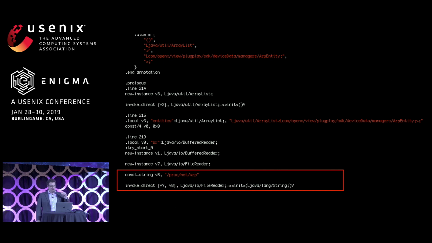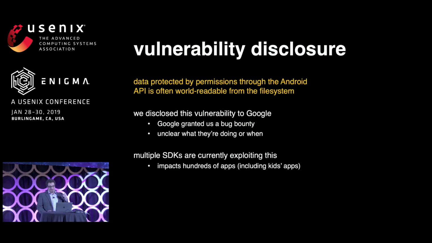And so you would think that they shouldn't be able to use the file system to circumvent the Android permission system, but this is not the case. In fact, we've seen hundreds of apps that are actively exploiting this vulnerability, as well as several others that we've documented. So we reported this to Google.